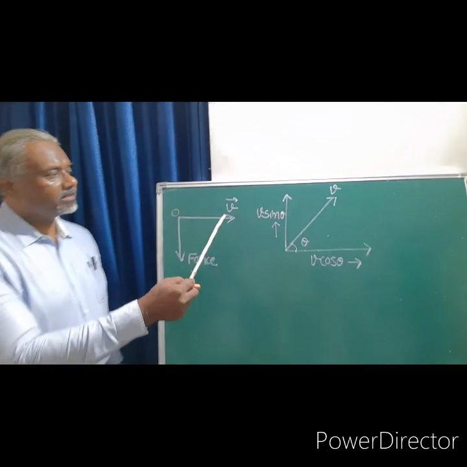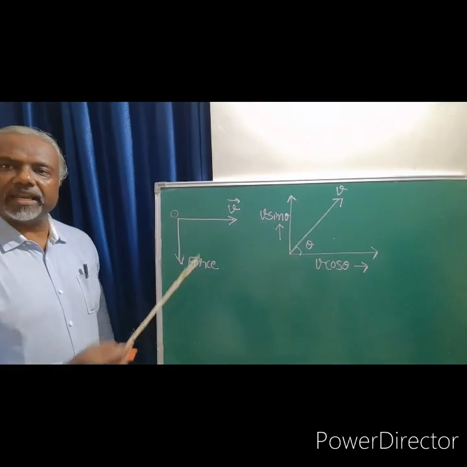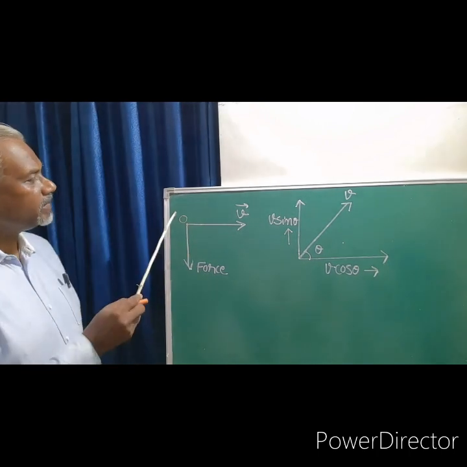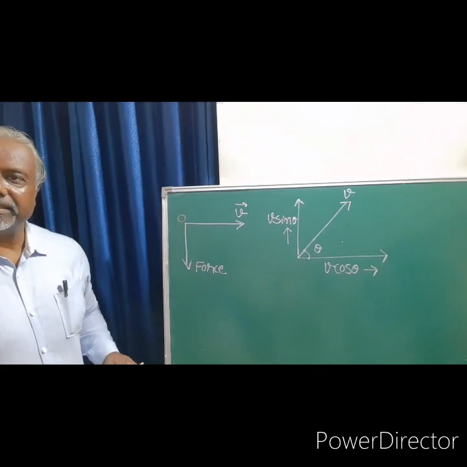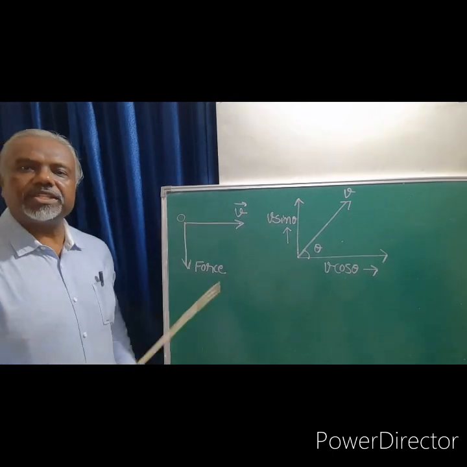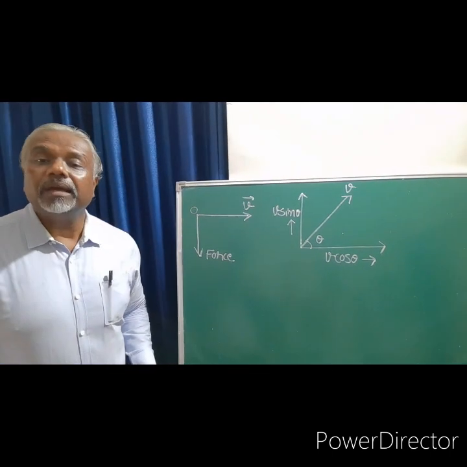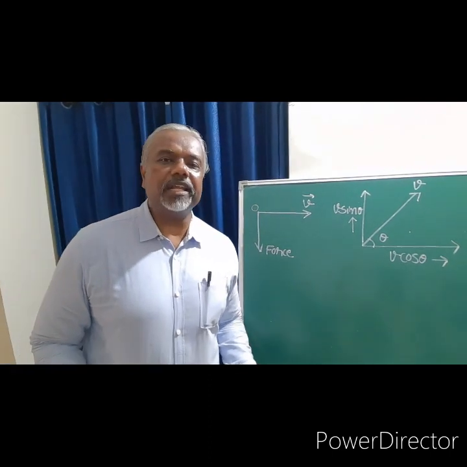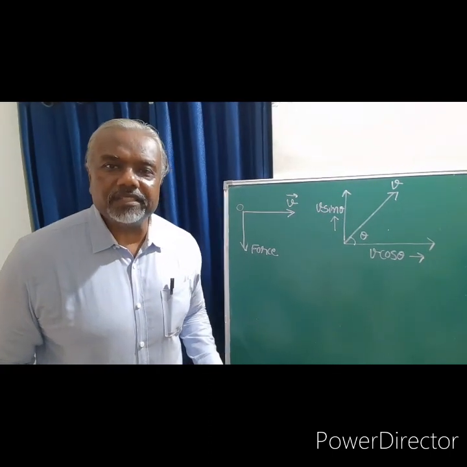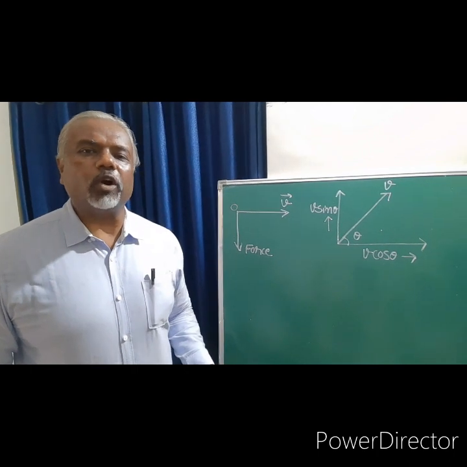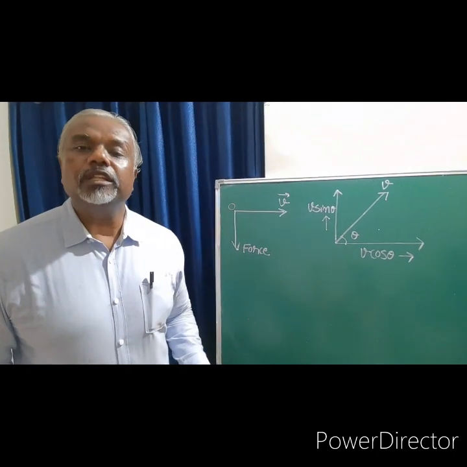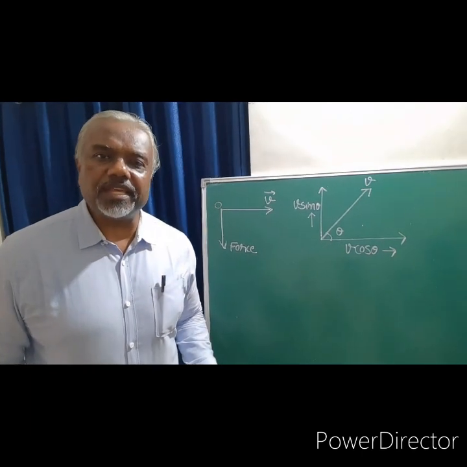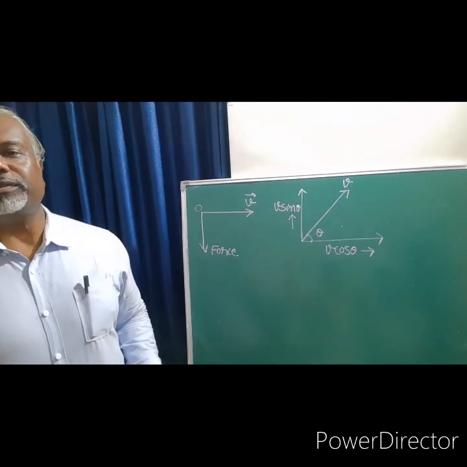Object is moving along a straight line in this direction, and a force for a particular moment of time is applied at this point. Naturally, there will be a change in the direction of the object, but since the force is acting at right angle to the direction of velocity, work done, which is equal to the dot product of force and displacement, will be zero. Therefore, there will not be a change in the speed of the object.